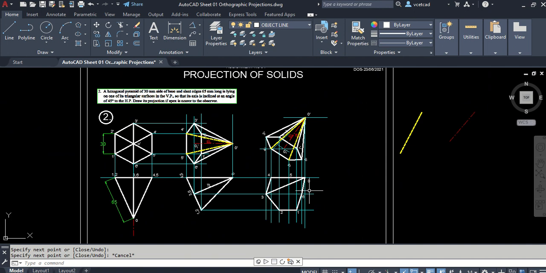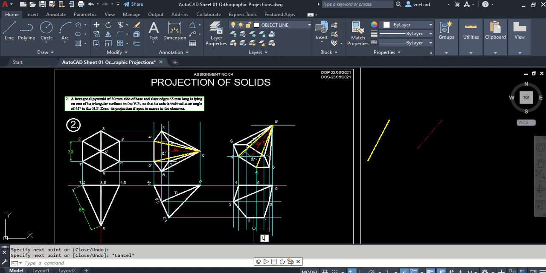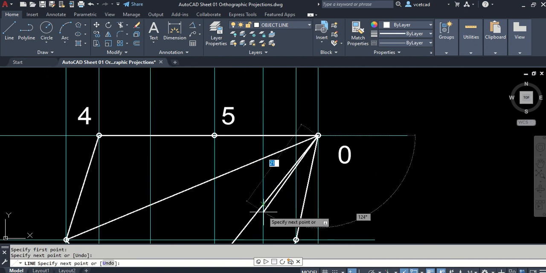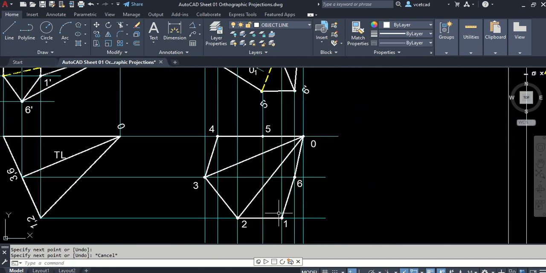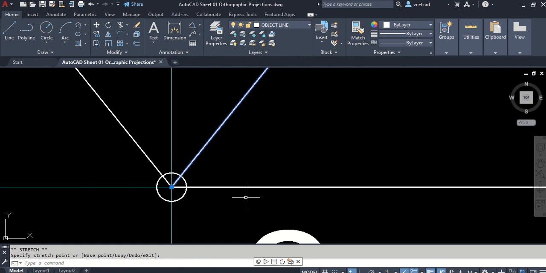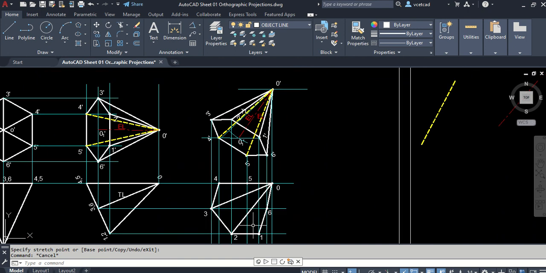Then when we observe it from top, what will be seen? This edge 2 to O will be seen as a dark line. So 2 to O will be also seen as a dark line. So that we have to connect. Then the remaining edges will be seen as hidden. Okay, it will not be visible. So whichever edge is not visible will be shown as a hidden line. So you have to draw the hidden.